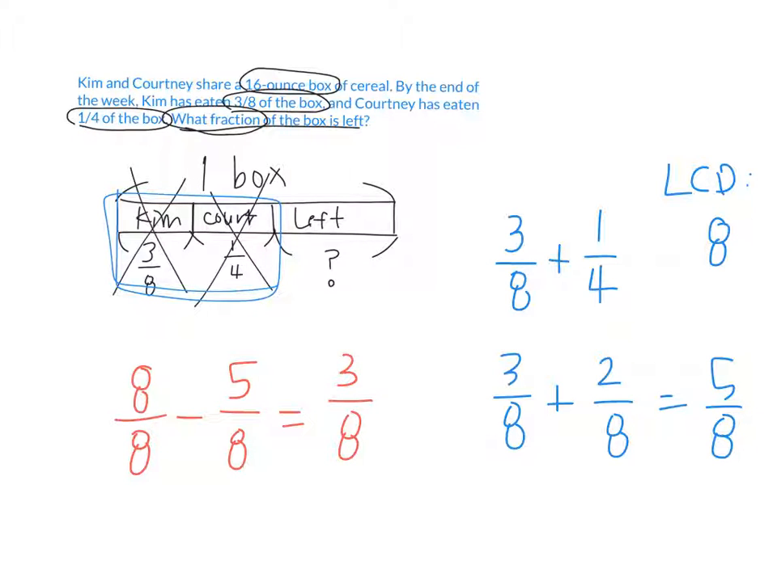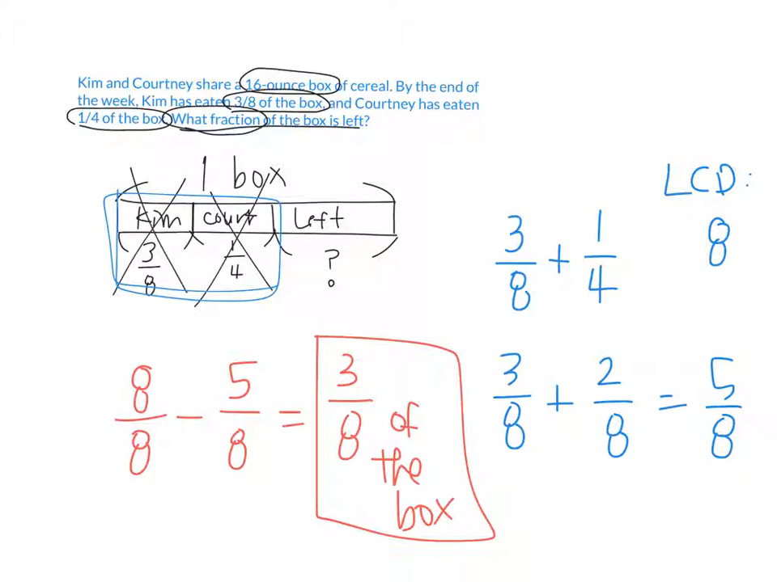3/8. And the units would be of the box. Now what if I wanted to find out how many ounces were left over? If I know that 3/8 of the box was left and the entire box was how many ounces? 16. So I could take 3/8 of the box, but instead of the box, what is the box? I can replace that with 16 ounces.